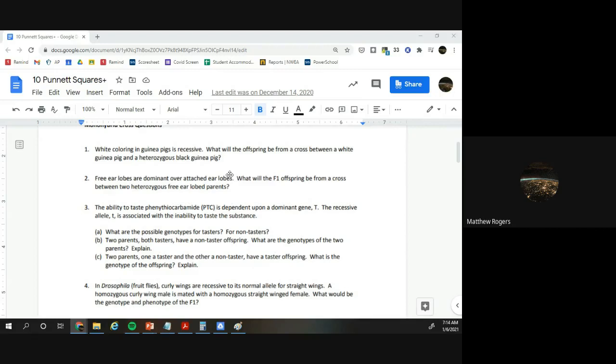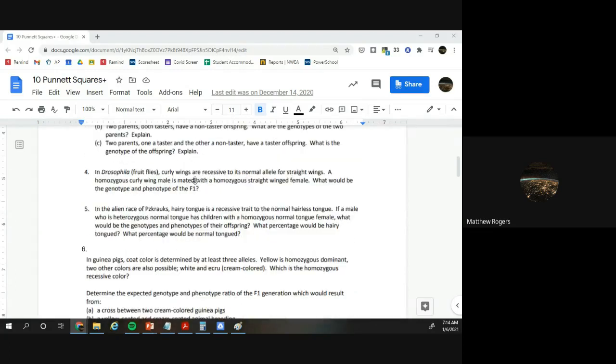In Drosophila, fruit flies, the curly wings are recessive to the normal allele for straight wings. So straight wings are dominant, curly wings are recessive. A homozygous curly wing male is mated with a homozygous straight wing female. What would the genotype and phenotype of F1 be? We'll use little a's again. Little a, little a, mated with big A, big A. So everybody's going to be big A, little a. In the genotype and phenotype, they're all going to have straight wings because they all have a big A.